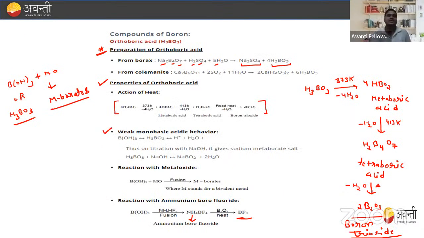Later we studied the compounds of boron, basically orthoboric acid, which is very important, which you prepare from borax or colemanite. Next we studied the properties of orthoboric acid, that is the action of heat, which is very, very important. When boric acid is heated, it converts into metaboric acid, tetraboric acid, and boron trioxide. Then some reactions like weak monobasic acidic behavior, reaction with metal oxides, and reaction with aluminum borofluoride.